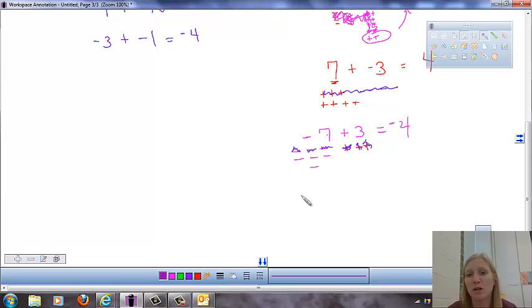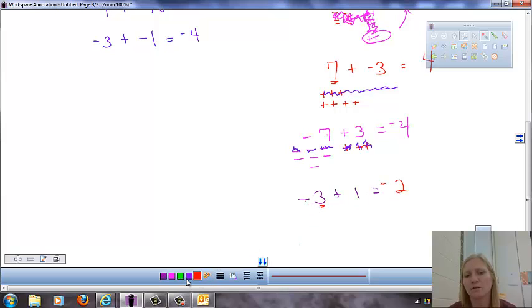So, adding integers, sometimes you have to use subtraction. So let's try negative 3 plus 1. Well, what's 3 minus 1? It's 2. But 3 is the bigger number, right? 3 is bigger and it has the negative sign. So my answer is negative 2.